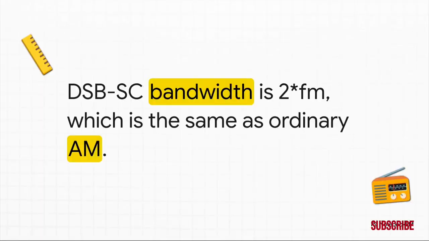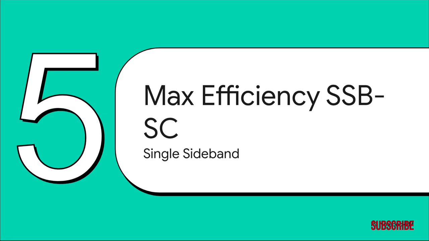Even though we suppressed the carrier right in the middle, the overall frequency range hasn't actually shrunk. The spectrum still stretches all the way from the bottom of the lower sideband to the very top of the upper sideband. Therefore, the DSB-SC bandwidth is exactly the same as ordinary AM. It is 2 multiplied by FM, where FM is your maximum modulating frequency. Now for the ultimate evolution in Section 5, maximum efficiency with SSB-SC.